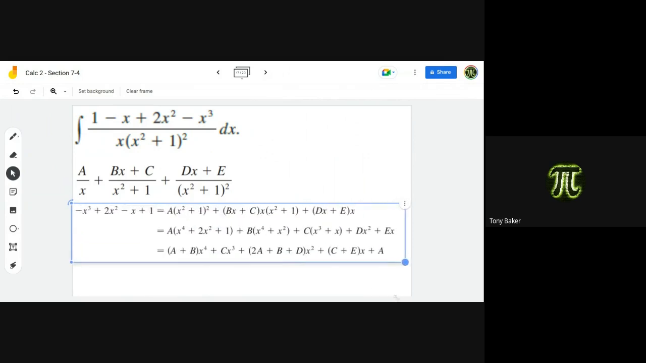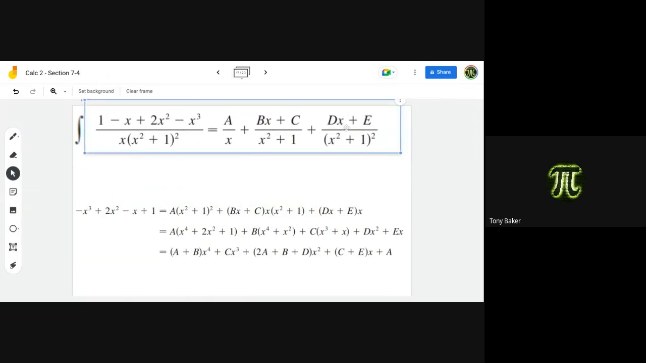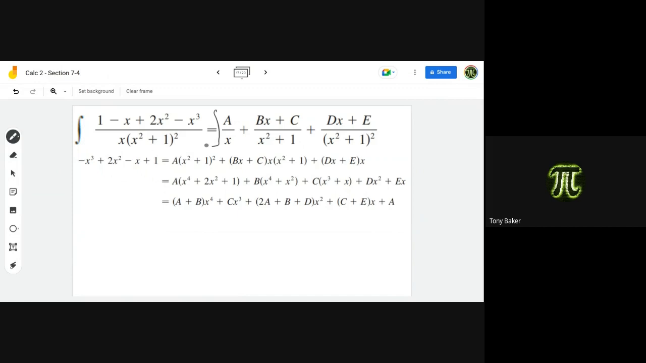So now we multiply it all out. So we have the a times the x squared plus 1 squared, because that one didn't have any of those on it. The bx plus c times x squared plus 1. And the dx plus e just times the x. FOIL it all out, multiply it all out.